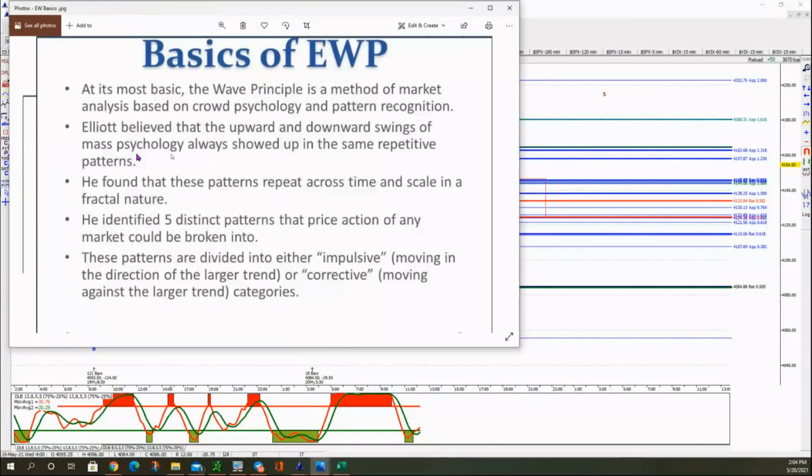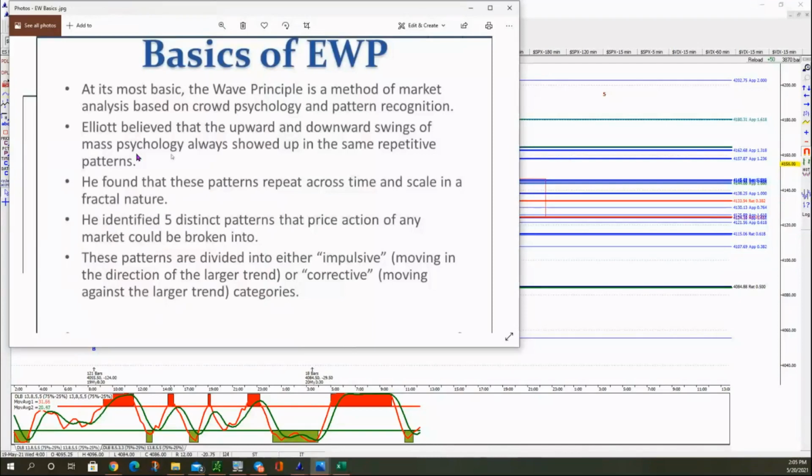And so it says Elliott identified 5 distinct patterns that the price action of any market could be broken into. And the key there is any market. We look at index trades over here and some commodities, but if you look at stock charts, it's all over the place. Some are more easily identified than others, but it is there. If we can't identify it, I just move on to another chart. Not all charts are what I call clean Elliott wave patterns.